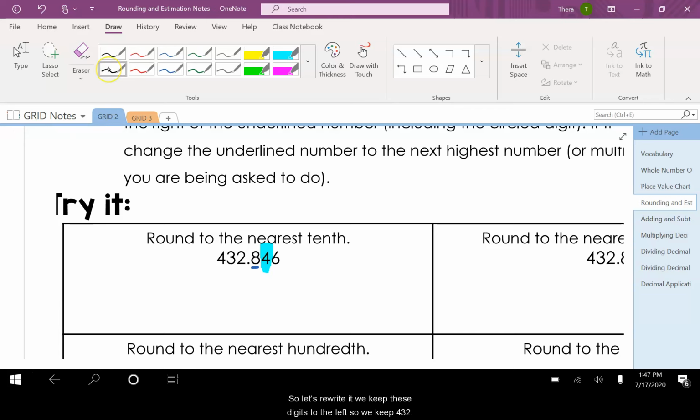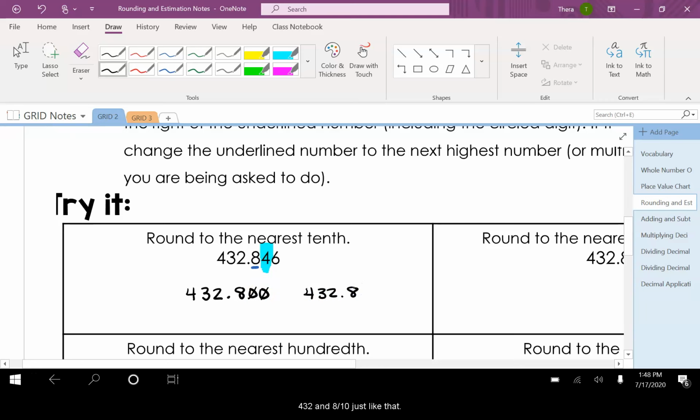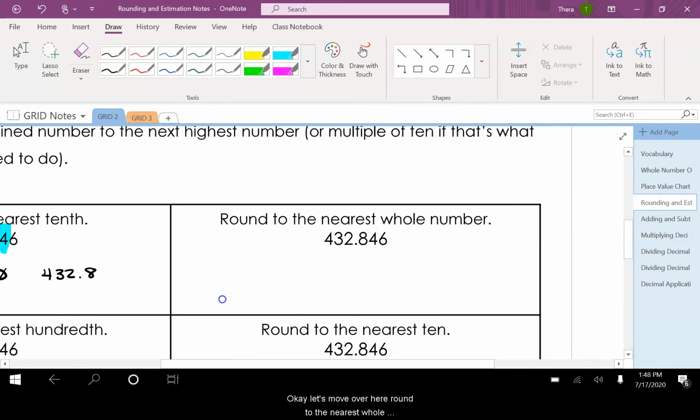Now, so let's rewrite it. We keep these digits to the left, so we keep 432 and 8 tenths. We can change these to zeros. But actually, since they are after the decimal and they are at the end, we can eliminate them and make this 432 and 8 tenths, just like that. Okay, let's move over here.